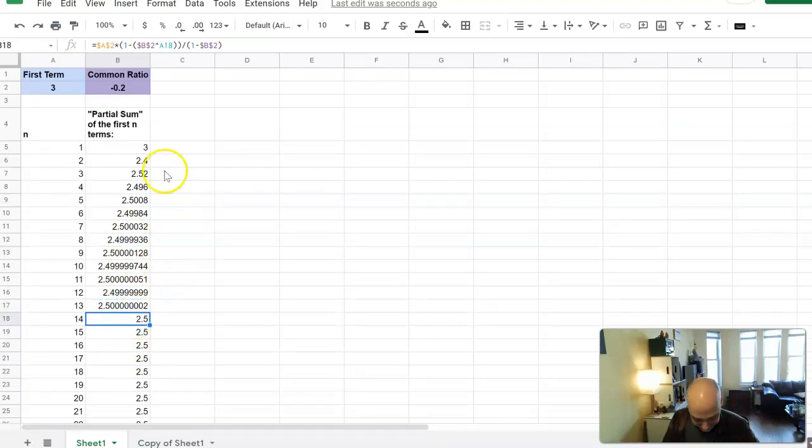Really, really quickly. And remember, this isn't the sequence itself that we're looking at in this column. This is the sum of all the terms of the sequence. I guess I should have had a column for the actual sequence itself, but we don't have that column. These are the sum of the terms.